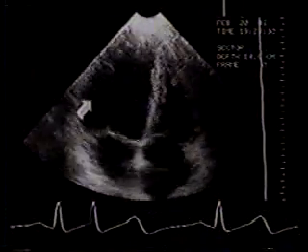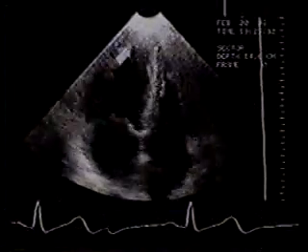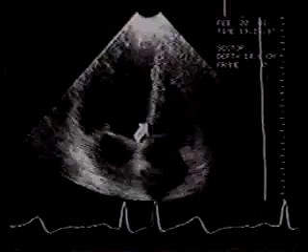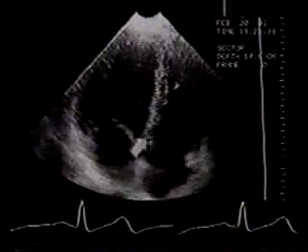In real time, note the uniform contractility of the left ventricle, and also note the normal opening and closing motions of the mitral and tricuspid valves.